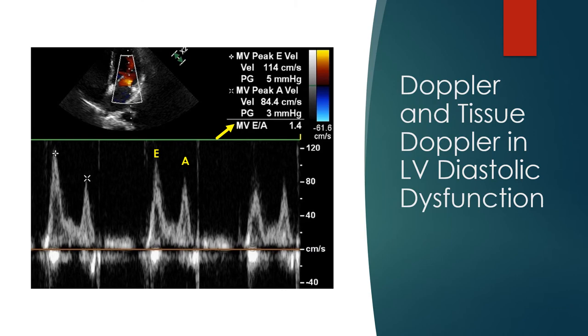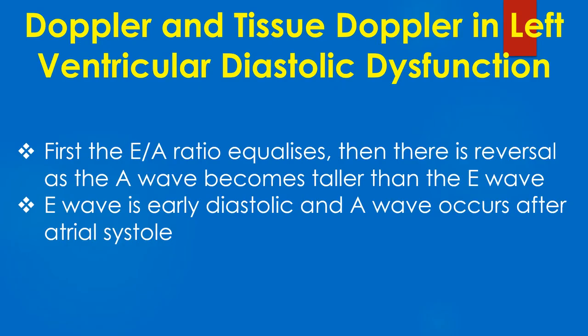Though the E by E prime ratio is increased in this case, there is no E by A reversal, which is the more commonly used indicator of left ventricular diastolic dysfunction. When the E by A ratio is used, there could be several grades of left ventricular diastolic dysfunction. First, the E by A ratio equalizes. Then there is reversal as the A wave becomes taller than the E wave. E wave is early diastolic and A wave occurs after atrial systole.